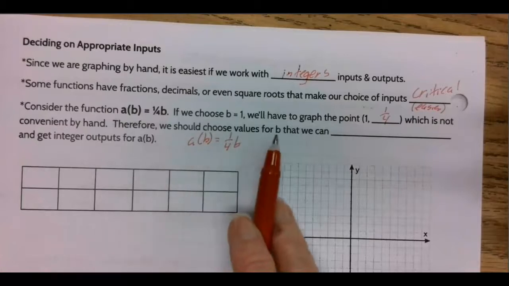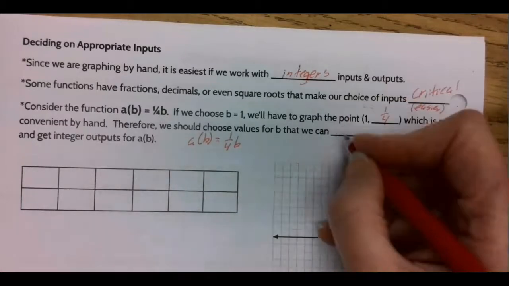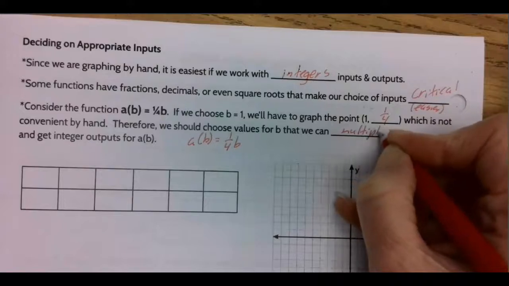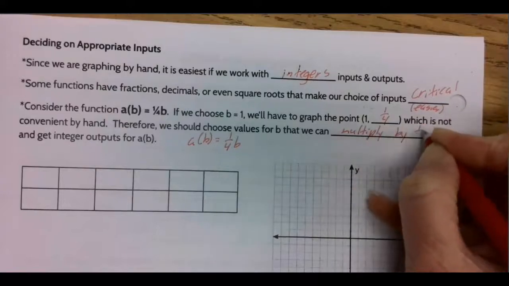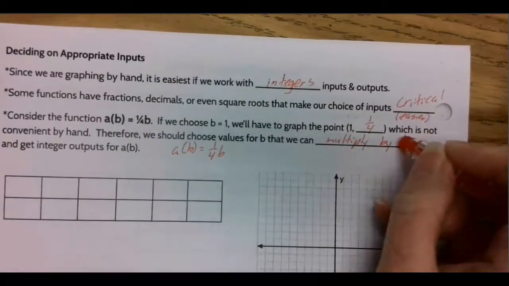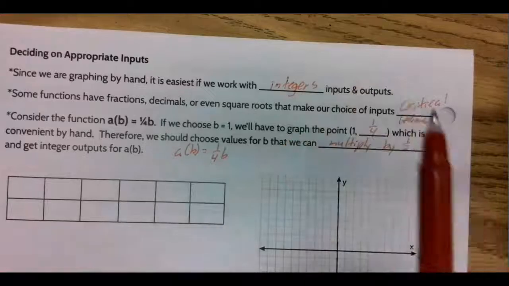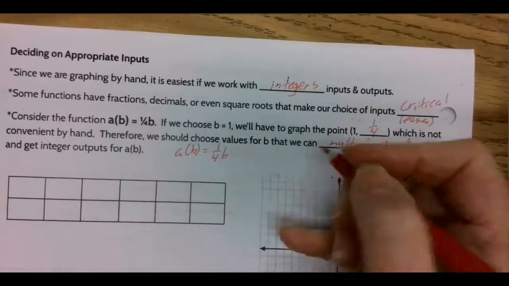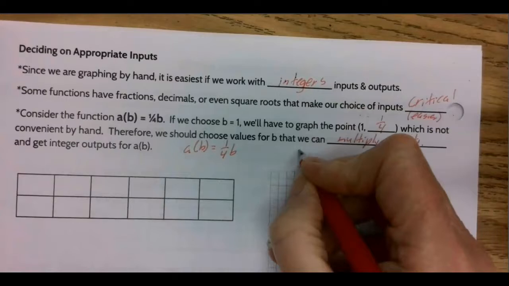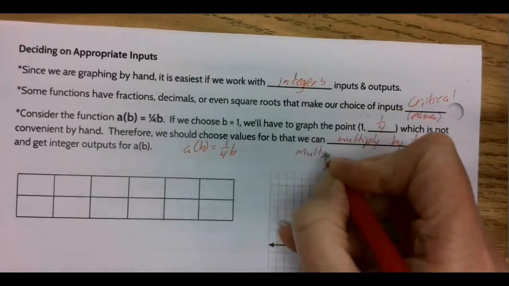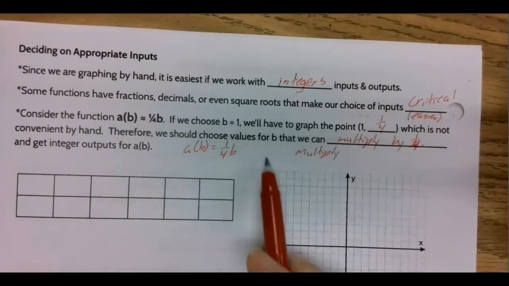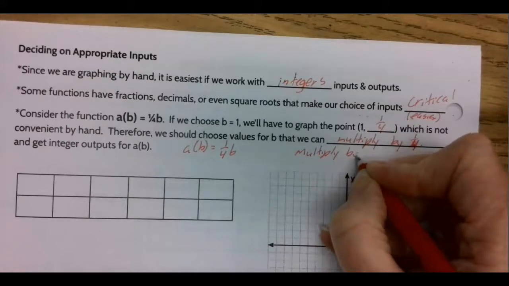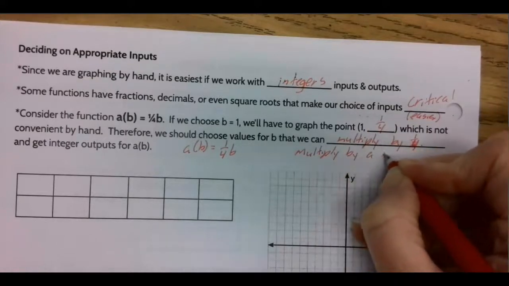Therefore, you should choose values for b that can multiply by 1/4. Okay, for this problem, that's the truth. But what you want to keep in mind is if you ever have a fraction, here's what I would do. Multiply by a number that's divisible by the denominator.